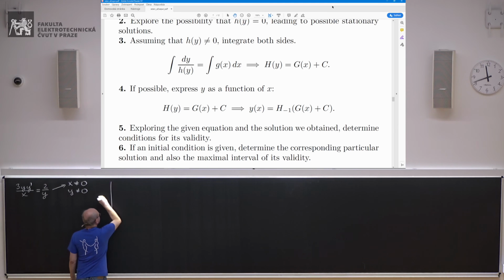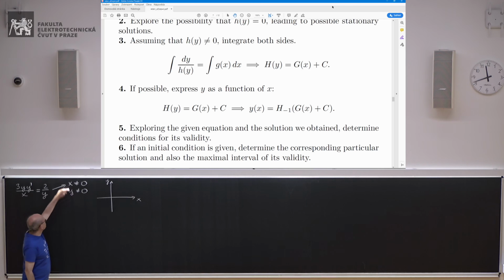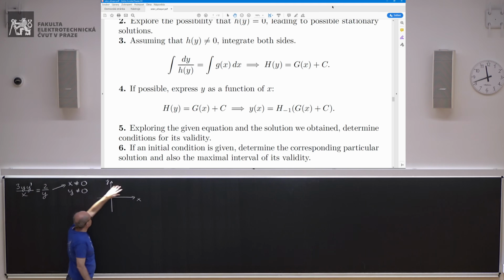Well, here is my xy world where the solutions live, and they are not allowed to cross the y-axis, and they are not allowed to cross the x-axis. So they live in the quadrants. They never pass through those axes at all. So I already have some basic idea what to expect. Okay, let's try separation.